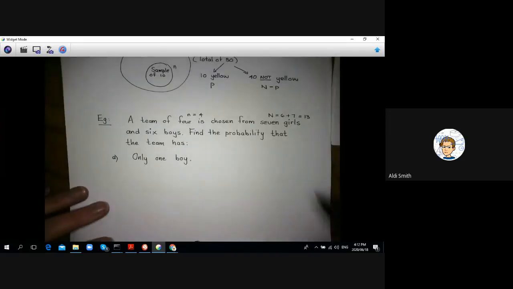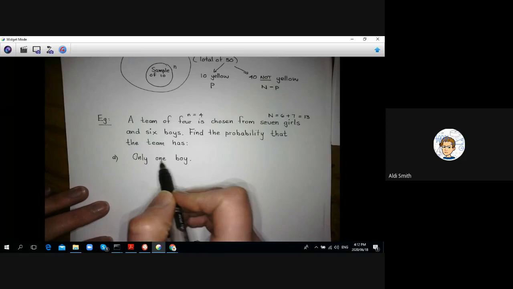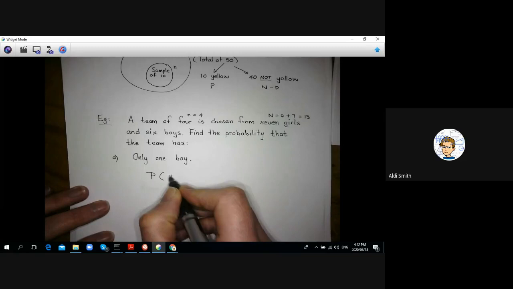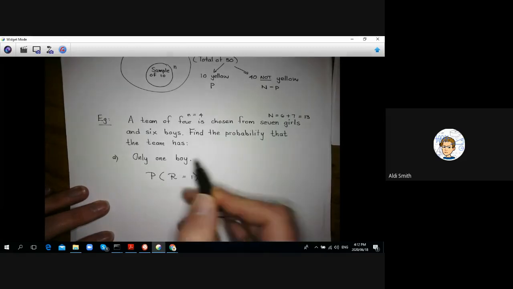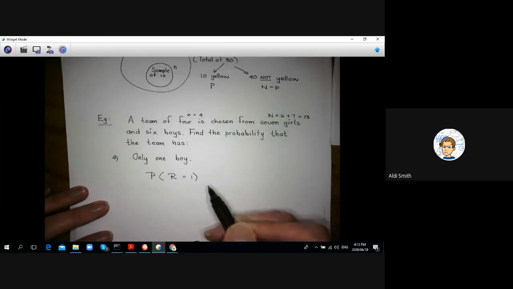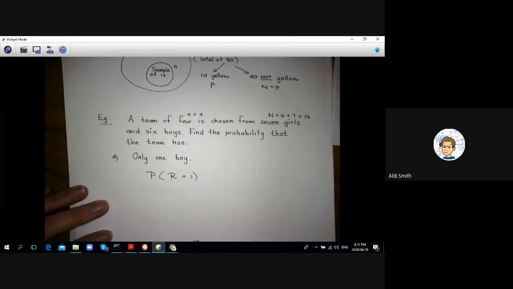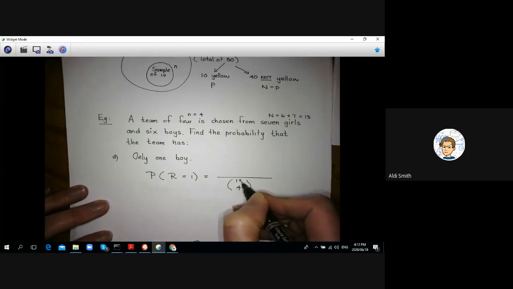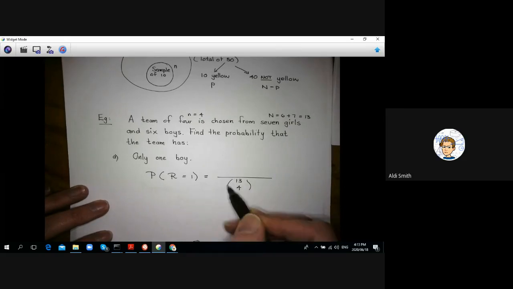Now we're saying, find the probability that this team has only 1 boy. So we say, okay, it's the probability that R is equal to 1. Because I'm now saying picking a boy in this case is the successful outcome. That's what I want. So I'm going to say at the bottom here, and this is the part where you say, I'm picking 4 out of a finite population of 13. And please remember, this is combination. We've spoken about that. That literally reads 13 combination 4.